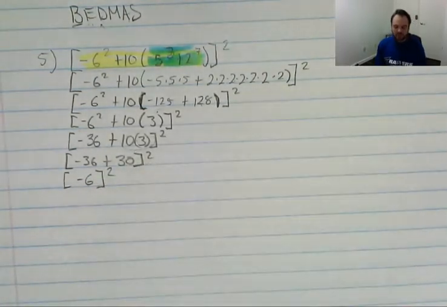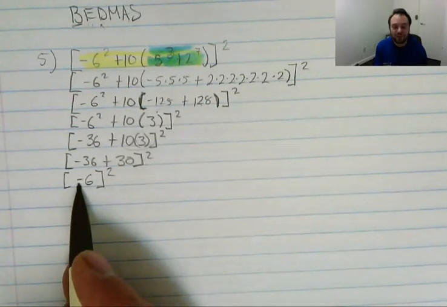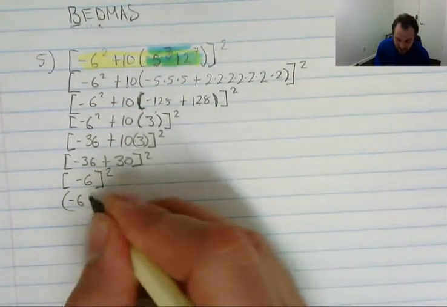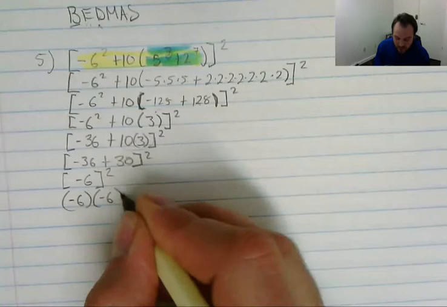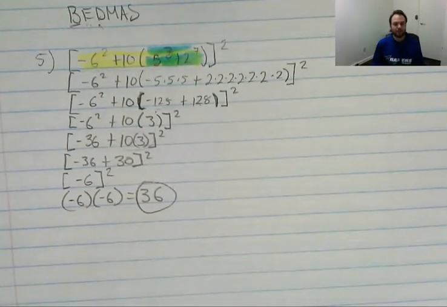Now we can do our only last option left, which is squaring, and it's squaring everything here in the brackets, including the negative, so the negative must be squared as well. So this is like saying -6 multiplied by -6, which is going to give me 36 as an answer.